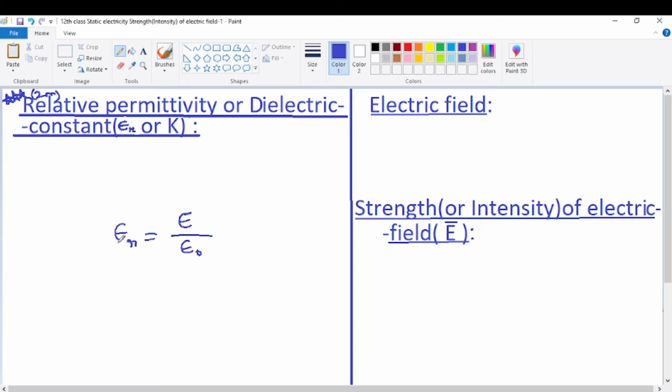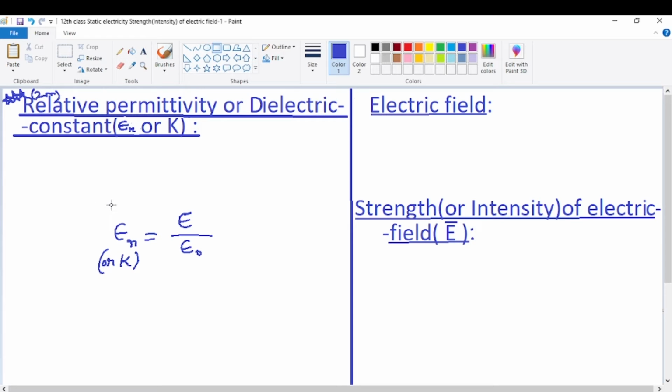So this relative permittivity is also called the dielectric constant. When the word dielectric constant is used, the symbol K is actually used. So this is also denoted by the symbol K. So more clearly, it is denoted as epsilon r or K. So how is it defined? The definition is very simple. It is the ratio of the permittivity of the medium to the permittivity of free space.